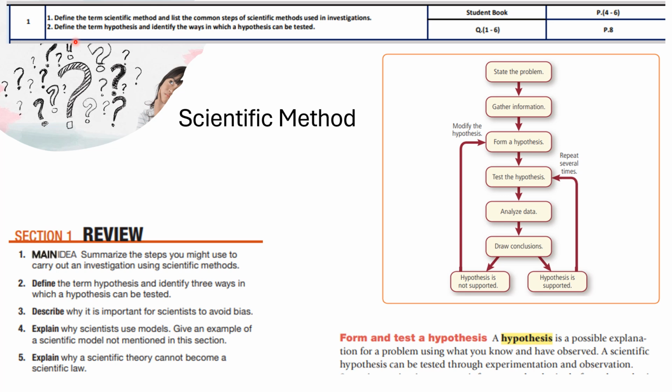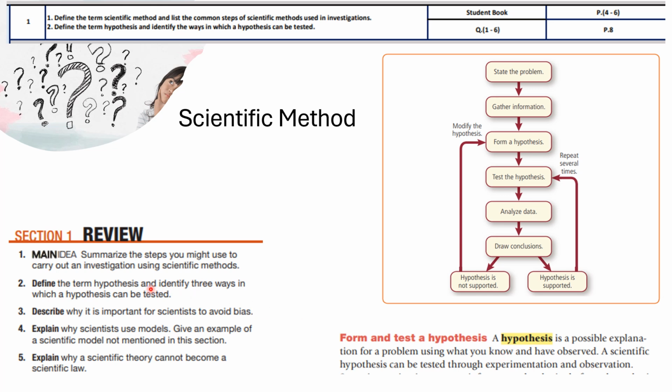In the first point, they are asking us to define the term scientific method and list the common steps. We can discuss it from the book, which is what you call the scientific method, where it combines lots of steps starting with stating the problem. Then we gather information, we form a hypothesis as a third step, we test it, we analyze the data, and we draw a conclusion. So these are the main steps of the scientific method. Most importantly here, they stress the hypothesis.